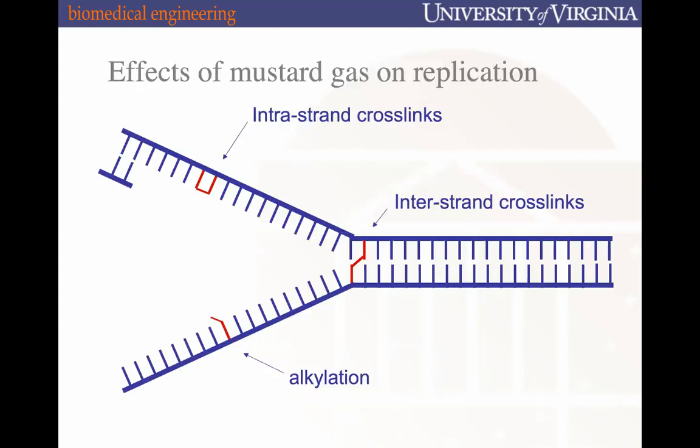And what that looks like actually is that it can create intra-strand crosslinks between adjacent guanines that are next to each other on the same strand. It can create inter-strand crosslinks across different strands, crossing guanines together. And that's a particularly problematic one. And it can create a single alkylation on a single guanine.